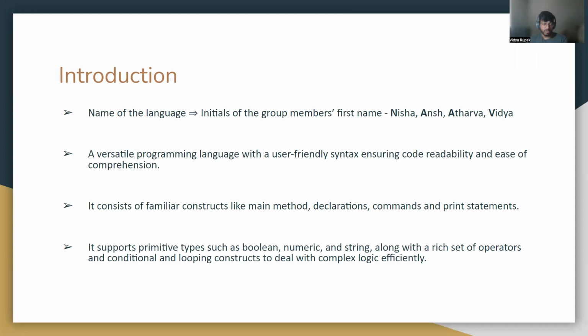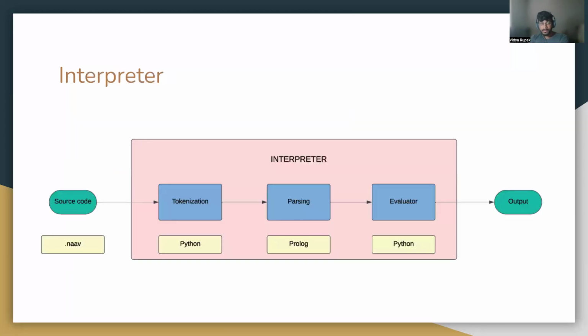This language also supports primitive data types like Boolean values, which consist of true and false, numeric operators, which consist of addition, subtraction, division, and multiplication, and strings, along with rich operators like conditional and looping constructs to handle complex logic efficiently.